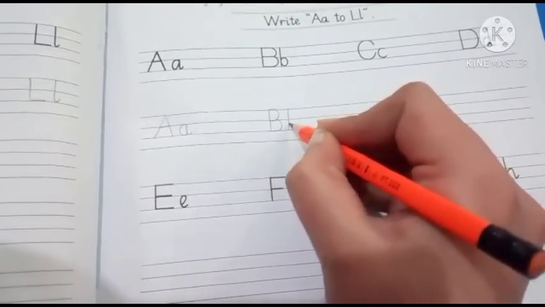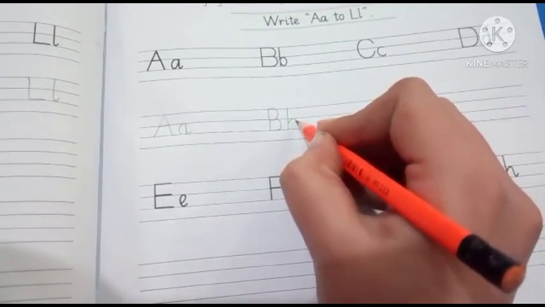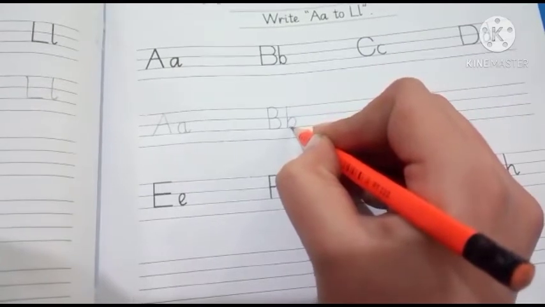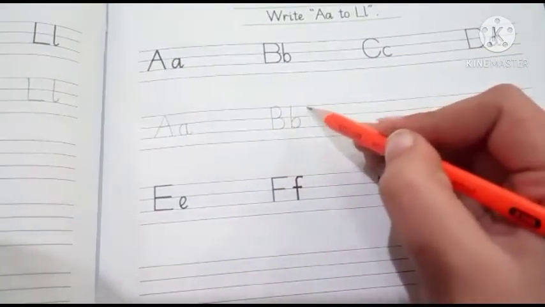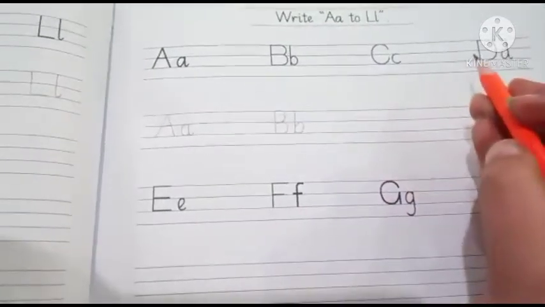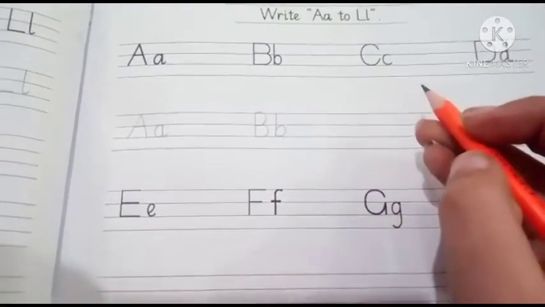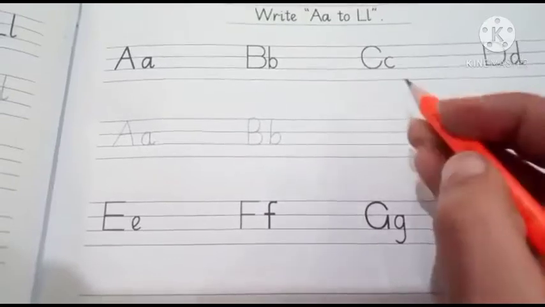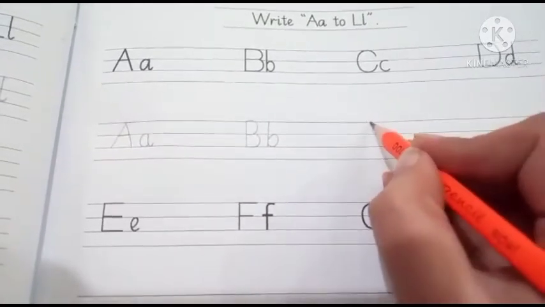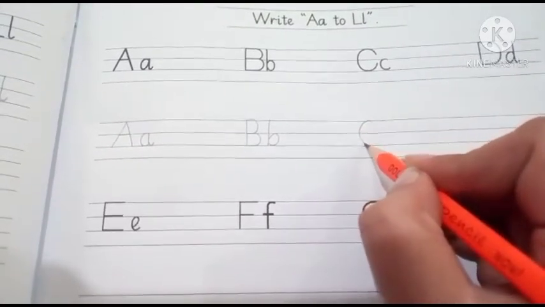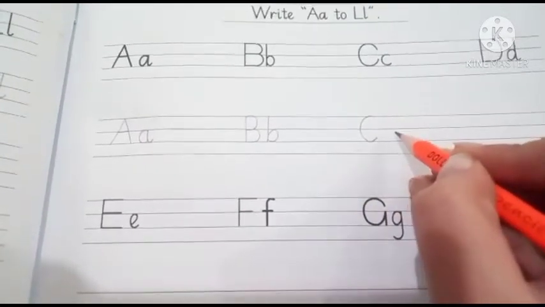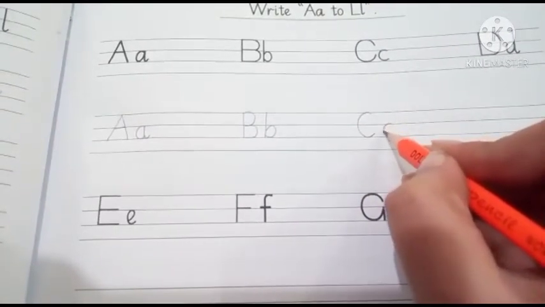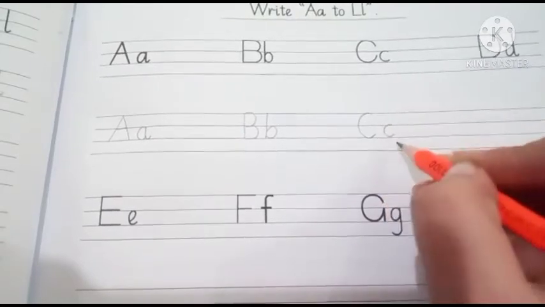Now write small b. Make a standing line from the first to the third line, then make a half circle in the second and third line. B. Capital and small b. Now C. Capital C will be in the first to third line. Make a half circle. It is capital C. Small c will be in the second and third line. Make a half circle in the second and third line.